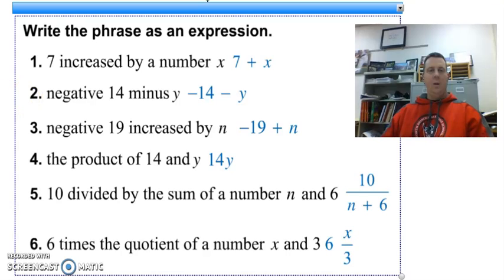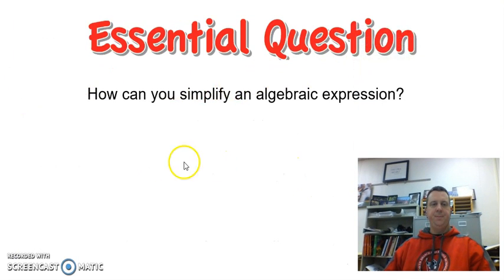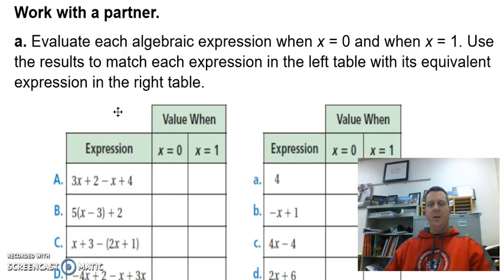Great. Today we're going to be looking at how we can simplify algebraic expressions. And when we simplify algebraic expressions, we're going to take a look at how simplifying is going to be nice here. We have 2 columns, or 2 charts, here on page 69 out of your record journal. And I want you to evaluate these expressions when x is 0, find an answer, and when x is 1.